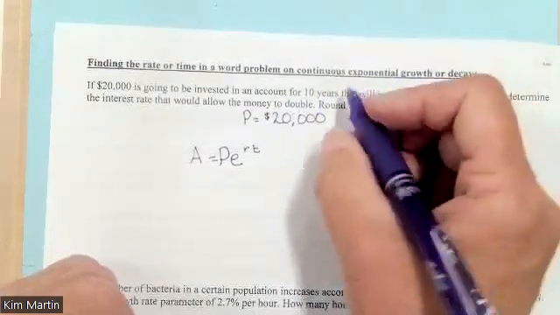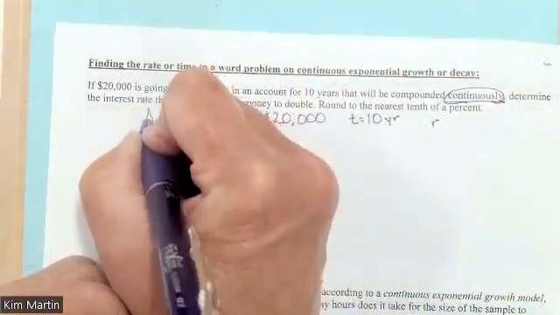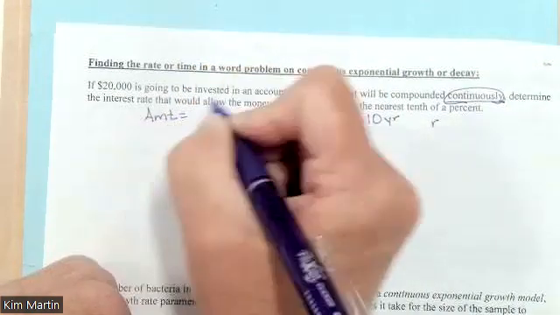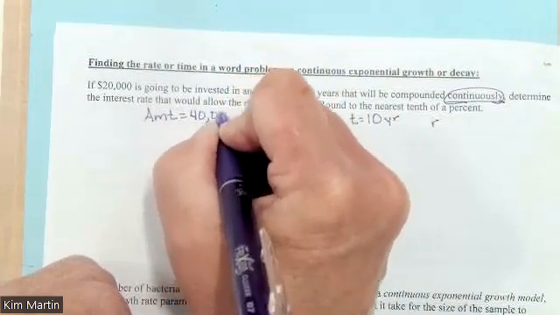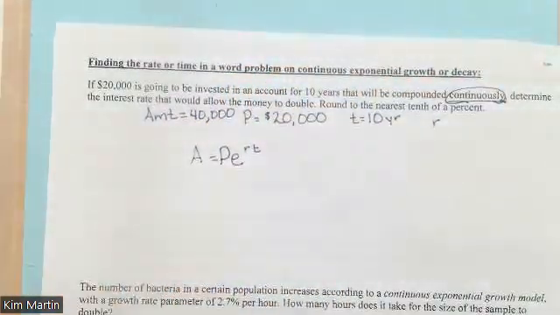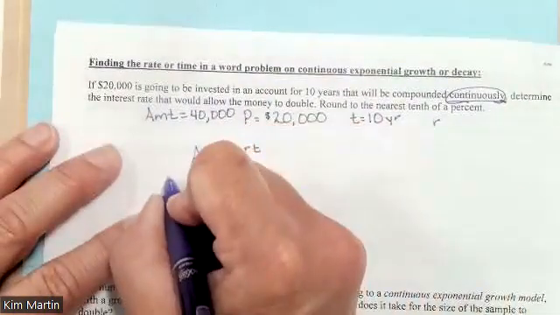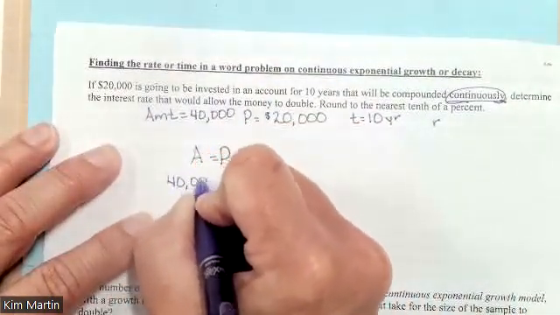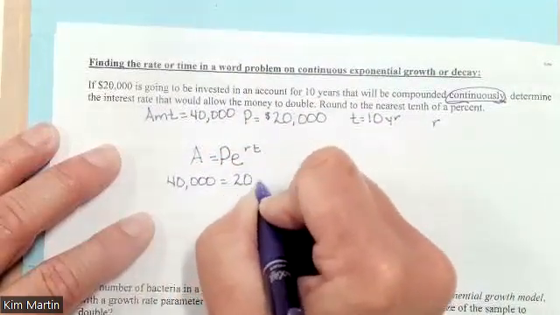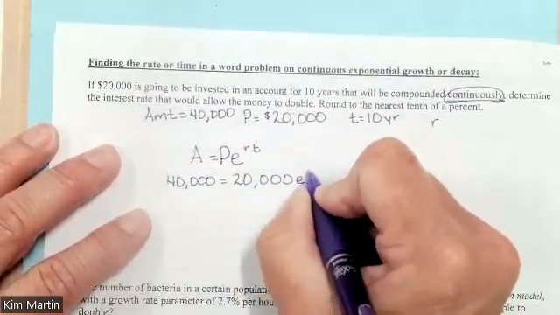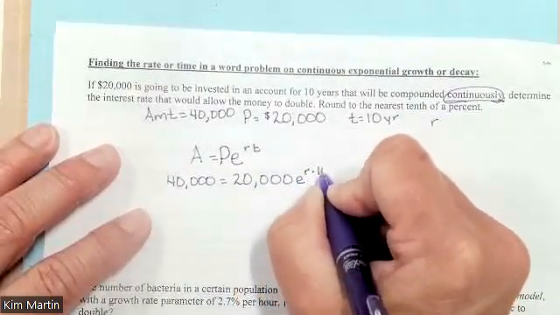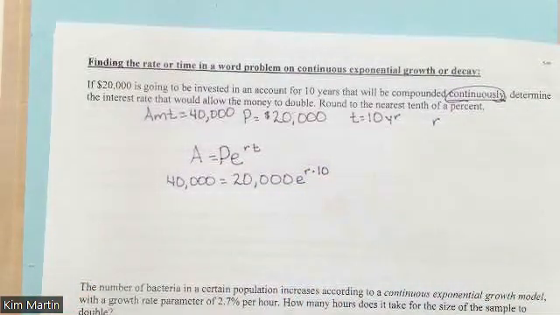So what is my amount going to be? 40, because it's going to double. I don't know why I put AMT instead of just A. So that's going to be 40,000. We've got to figure out what rate we need. So we're going to put 40,000 here. We're going to put 20,000. That was our original investment, our principal. E to the R times 10. All these problems are the exact same, aren't they? It's not hard. It just might take a little getting used to.